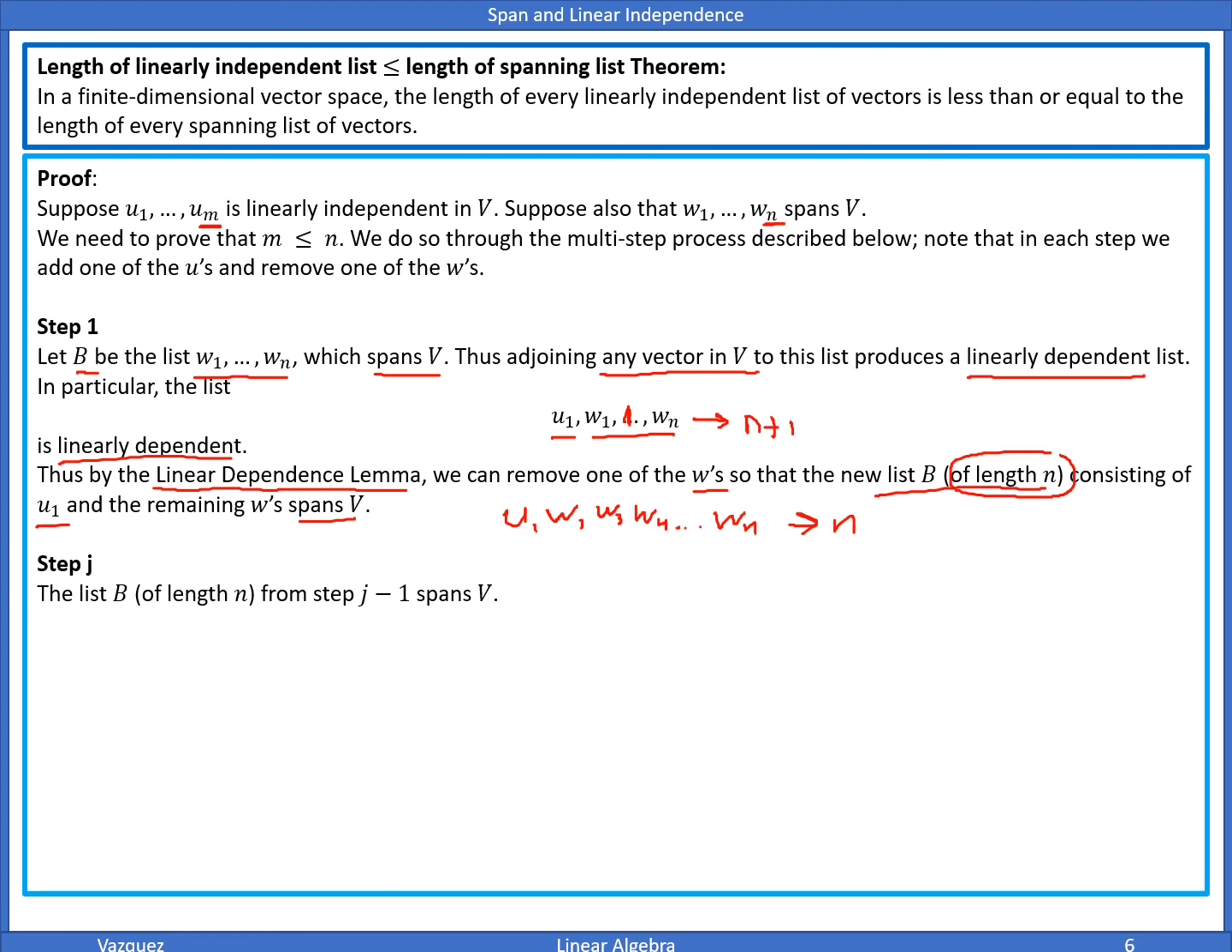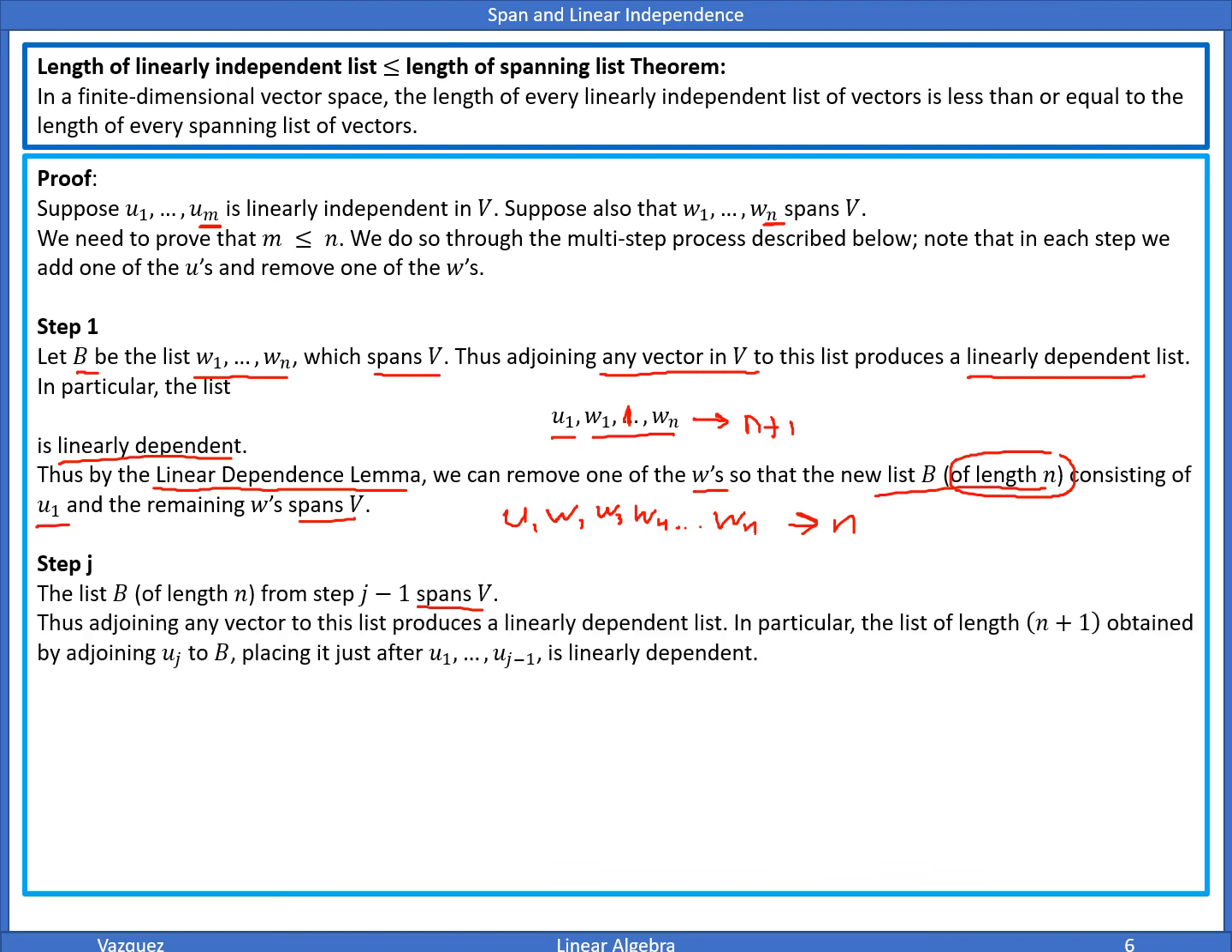Well, the reasoning for step J is basically going to be the same. The list B of length n from the previous step spans V. Just as we did over here, we removed the w, but we added a u, and it still spanned V because it's guaranteed by the linear dependence lemma. So we can do that over and over again, right? So adjoining any vector to the list produces a linearly dependent list again, but then removing another w will now make it of length n again. And we added them in order, so u1 first, as we did up here, then u2, so that's why uj, we adjoin it after uj minus 1, and we get that linear dependence.